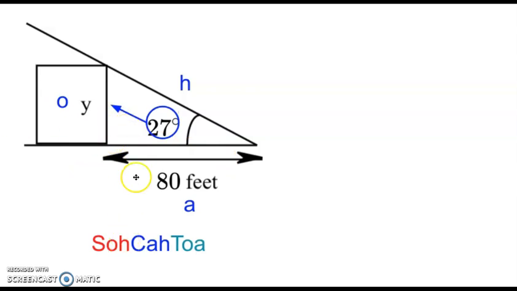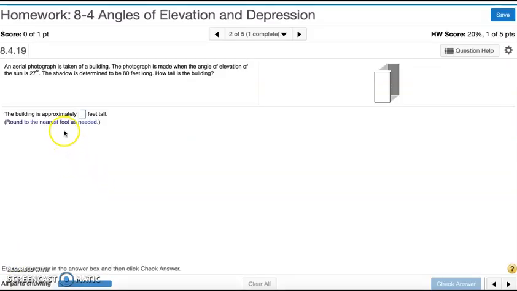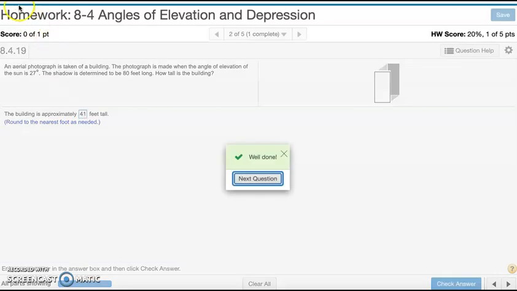So now, since we have 80 feet, which is A, and we're looking for Y, which is O, O and A is tangent. So tangent of 27 equals Y over 80. So multiply both sides by 80. You have 80 tangent of 27. Remember to multiply this in degrees. And you have Y equals 41. So let's type that in. And notice that we rounded to the nearest whole number. So 41 is number 2.